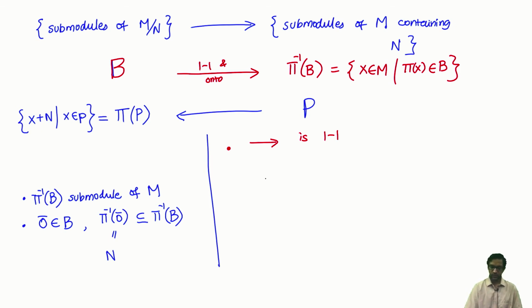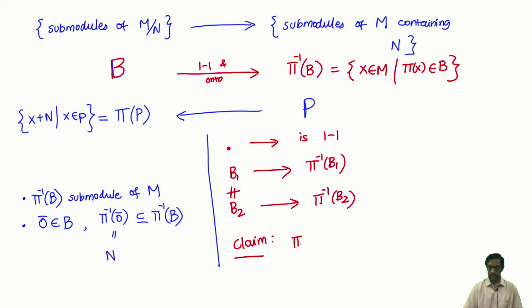I need to take two different elements, B1 and B2, two submodules of M mod N, and show that if they are distinct, their images are distinct. So I take B1 and B2, which are two different submodules of M mod N, and I claim that their images are also distinct. So look at pi inverse B1, pi inverse B2. The claim is that pi inverse B1 is also not the same as pi inverse B2.